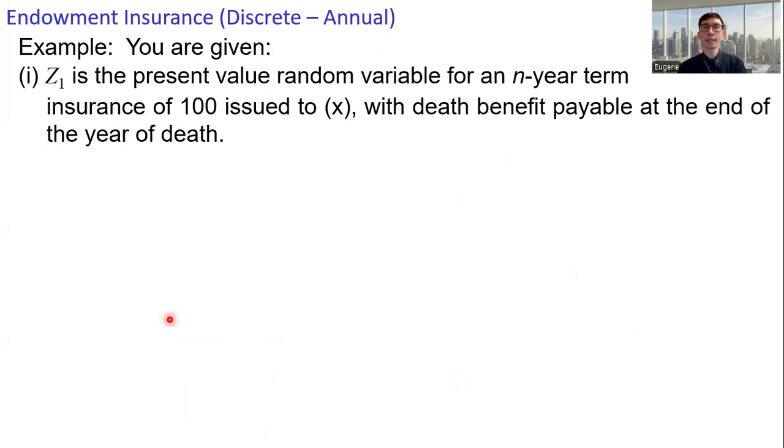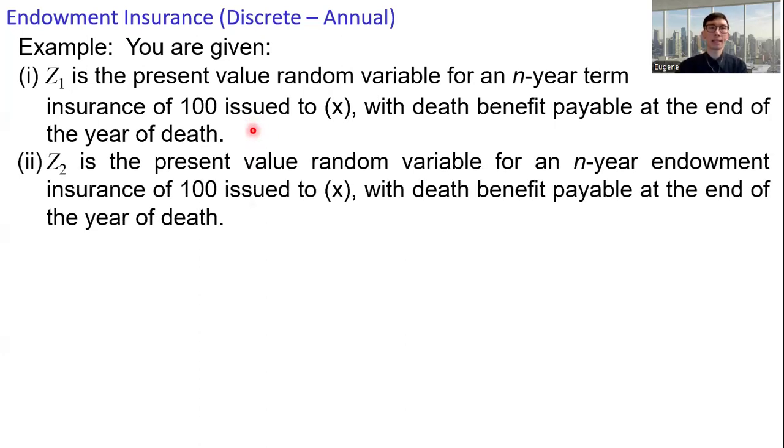All right, so let's take a look at an example. Given that Z1 is the present value random variable for an end-year term insurance of 100, the death benefit is paid at the end of the year of death. And the second policy, Z2, the present value random variable, is an end-year endowment insurance of 100. Again, death benefit payable at the end of the year of death.